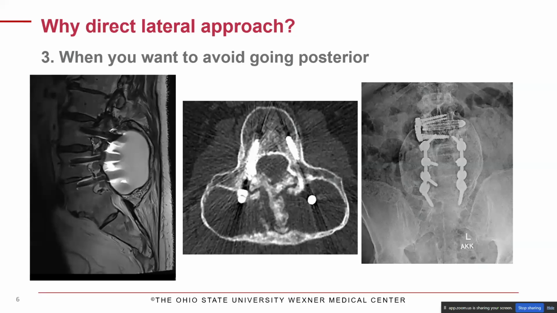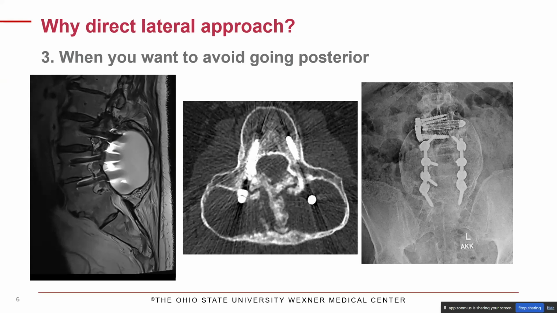Number three, when you really want to avoid going posterior. This is maybe an extreme example that came here from an outside facility, where there was a massive calcified fluid collection, a seroma or pseudomeningocele, and a fusion within it, in a patient who had developed adjacent segment disease and foraminal stenosis and was having medically refractory radiculopathy. He was also elderly and really wanted to avoid going through this posterior complication. You can see the result on the right. We just did a direct lateral along with the lateral plate and screws.